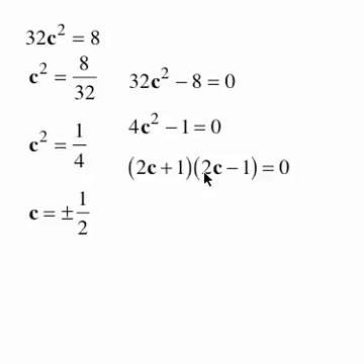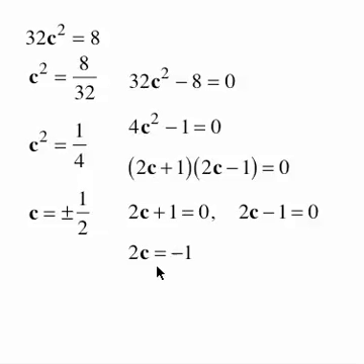So we know that one of these brackets is equal to 0, or the other bracket is equal to 0. So we rewrite our brackets, 2c plus 1 is equal to 0, 2c minus 1 is equal to 0, and we don't need those brackets anymore, so I can just remove them. And then I'm going to solve for c in both cases. Here I'm going to subtract 1 from both sides, so I have 2c is equal to negative 1. Then I want to get rid of the 2.